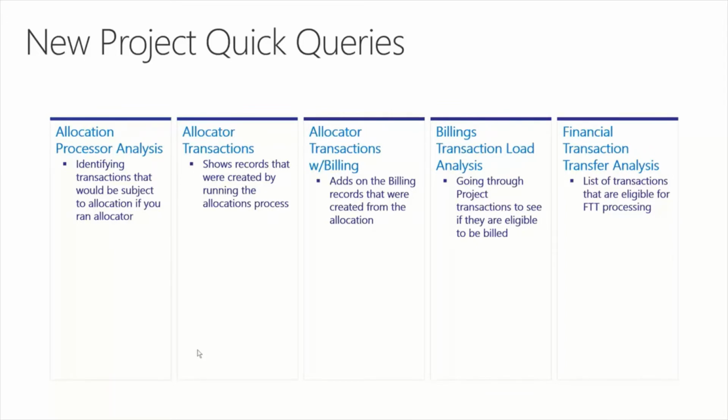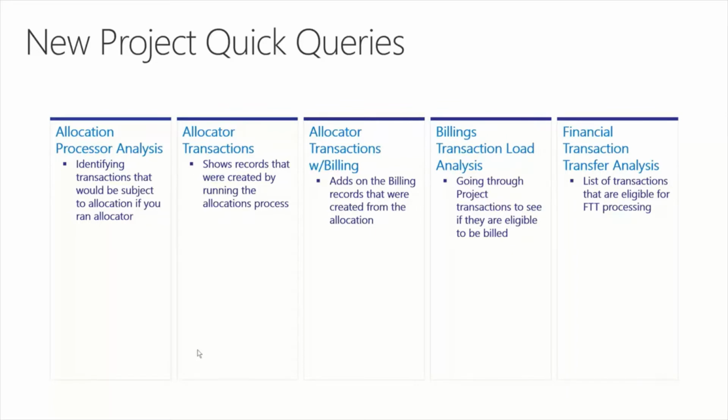Well, that's a great idea. Let's make sure I set everything up right, run it, see what should be included, and if I see some things that are missing, that I maybe need to make an adjustment. The next two is after I run the allocation, well, what was allocated? And also I can do the allocated transaction with billings as well. So let me see what was allocated.